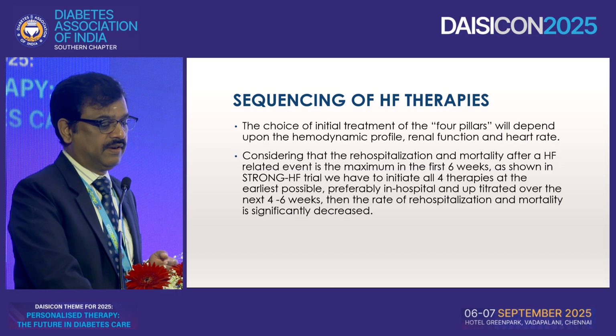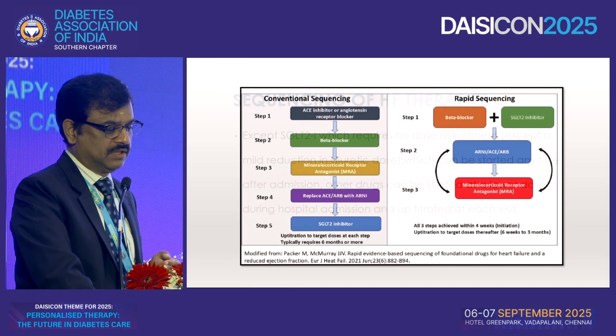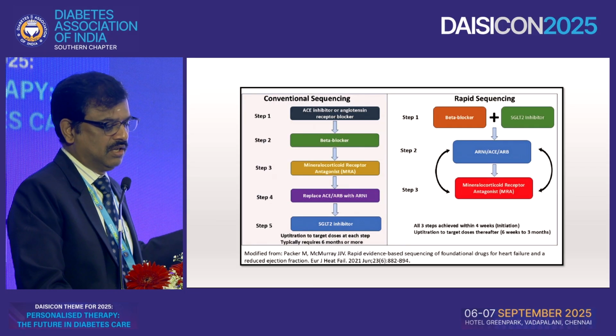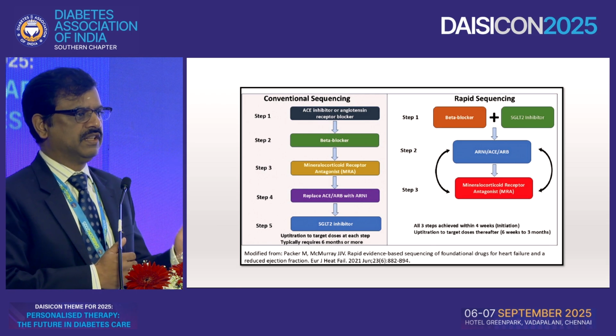So sequencing of therapy is also something I am going to talk about now. Many times, this is the traditional sequencing: initially you put the ACE inhibitors, beta blocker, then MRA. Now it is not so. We want a rapid sequencing because we have to have the benefit within 4 to 6 weeks.